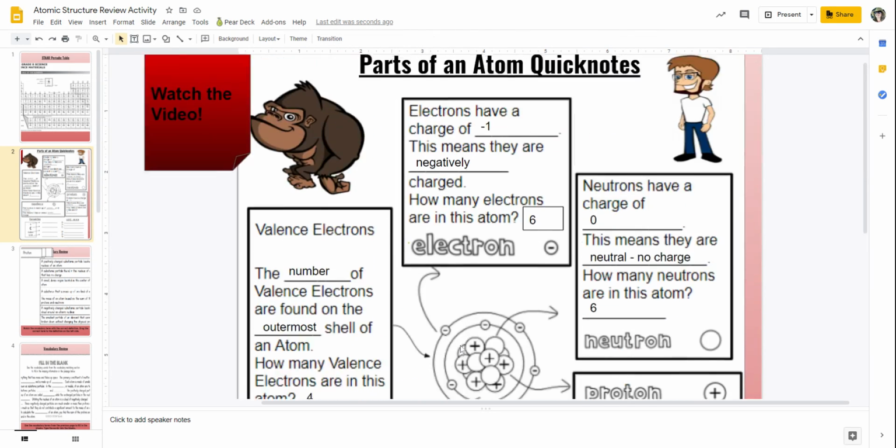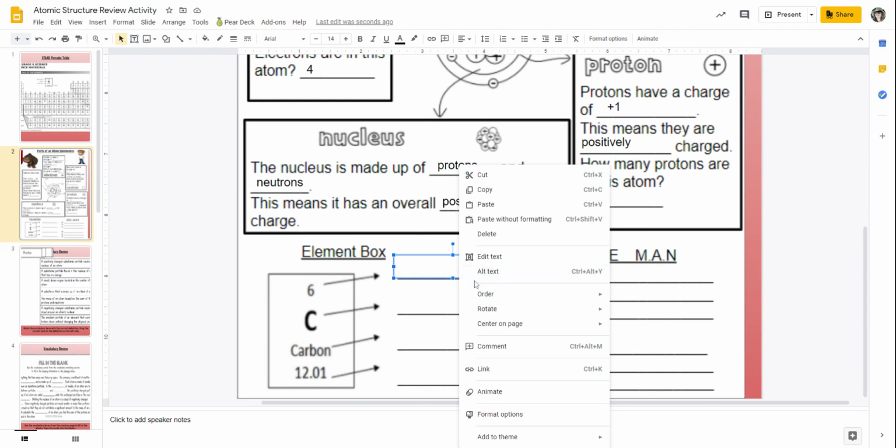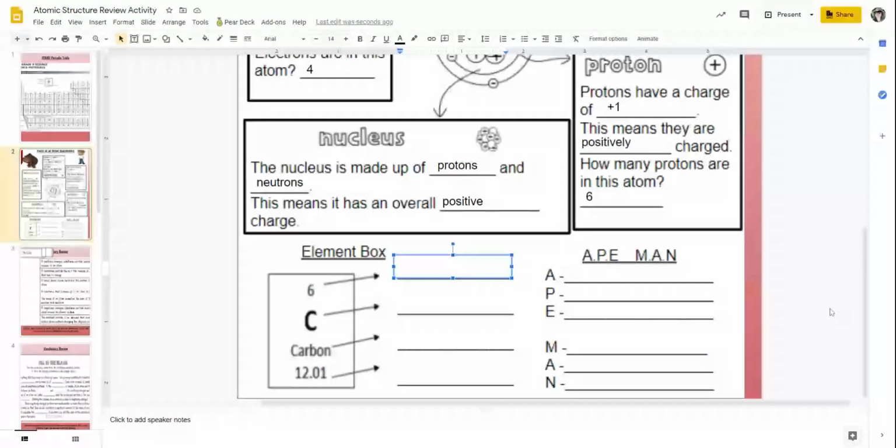Okay, so now we have completed filling out the top notes. We're going to fill out some notes at the bottom. We're going to do the element box. So that top number is the atomic number. Remember, this is also located on your periodic table, so you will always have this. That big letter is called the chemical symbol.